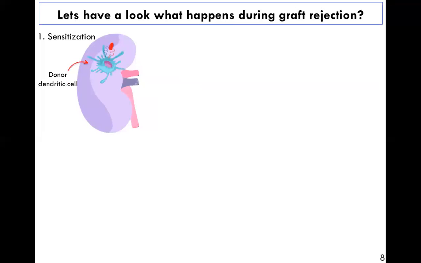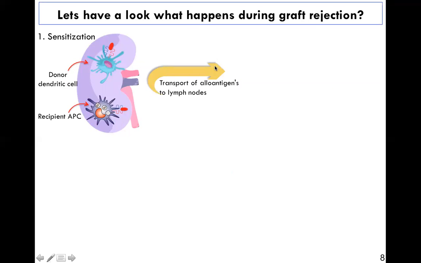I want to clarify here. This is a donor dendritic cell and we have a recipient APC. Try to understand this again. During the sensitization phase, as you can see here, they are showing a foreign antigen on their surface. And both recipient and donor APCs will move toward the lymph nodes, transporting the alloantigens to the lymph nodes.